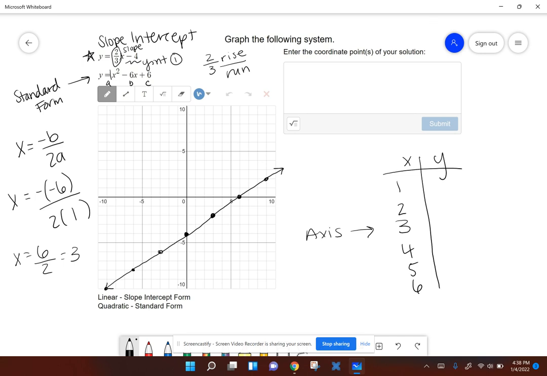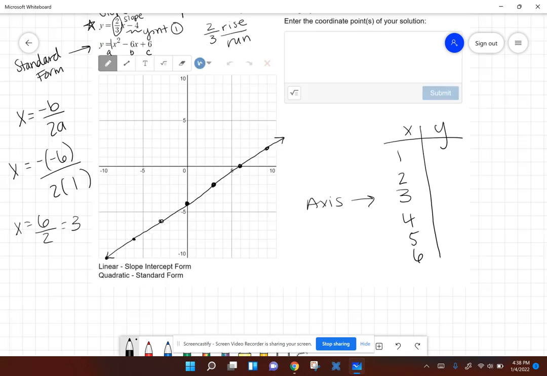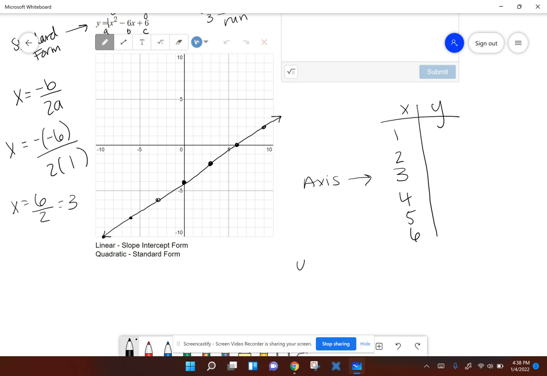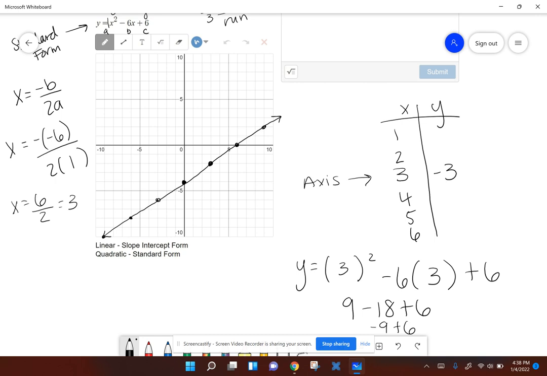To find the y values for these tables, I'm just going to plug in these values into my original equation. So here, I'm going to do y equals something squared minus 6 times something plus 6. So I'm going to start with my axis of symmetry, 3. 3 squared is the same as 3 times 3, which is 9. -6 times 3 is -18. 9 minus 18 is a -9, plus 6 is -3.